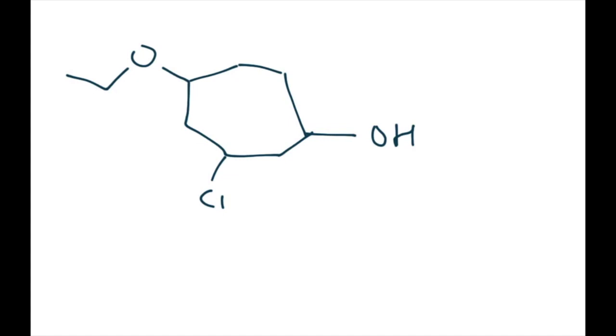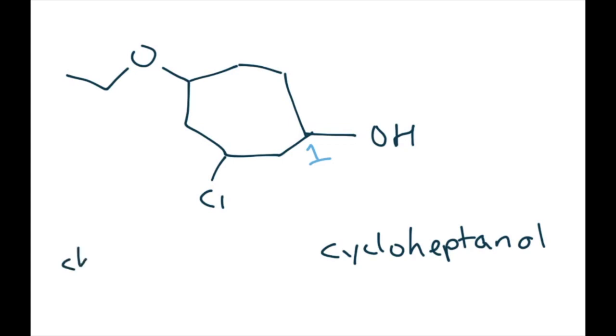Heptanol. What kind of heptanol? Cycloheptanol. Oh, we don't have to use a number because we know when we number, the alcohol is number 1. Right? Then we have chloro. And then what's the other group? Ethoxy.